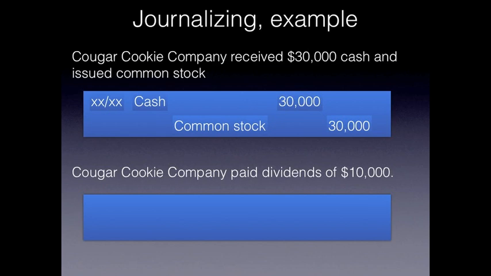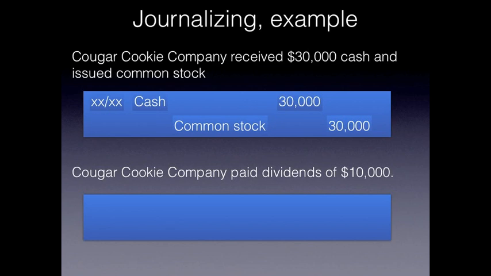And then you would put a little explanation underneath this journal entry, and it can be something very simple, like issued stock for cash. That would be an explanation for this journal entry.